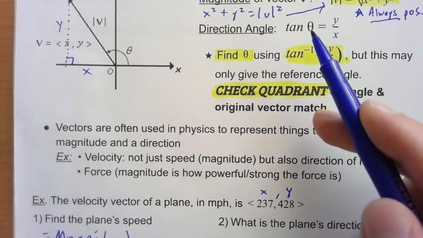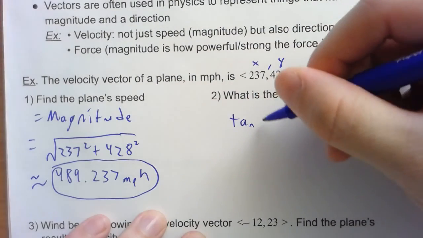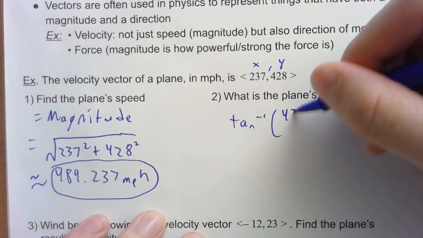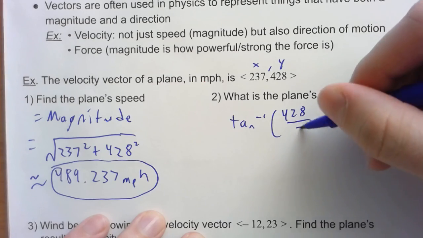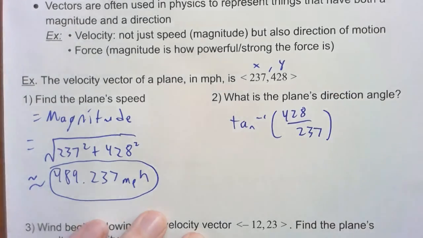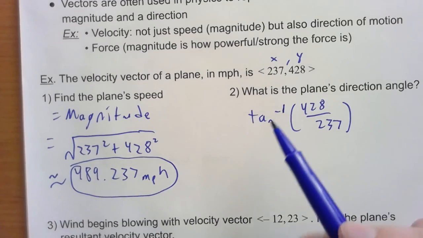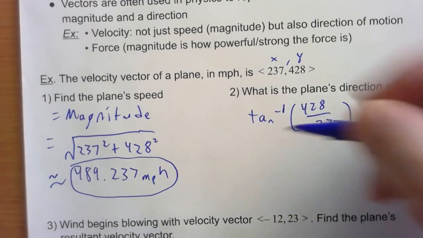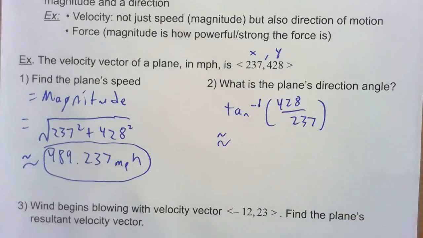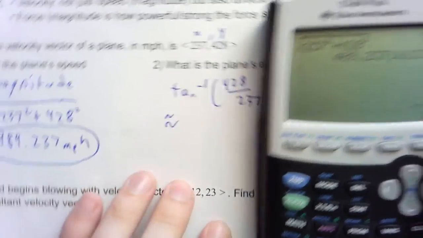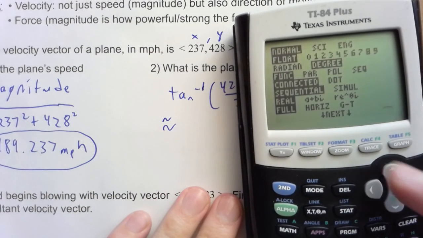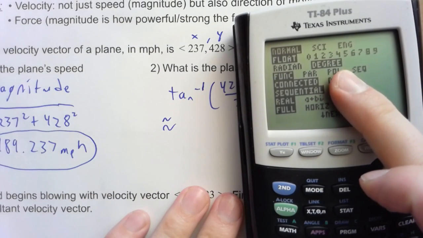So then the direction angle, again, we're going to use inverse tangent. We know tangent is y over x. So to find the angle, we're going to do inverse tangent of 428 over 237. Just make sure you remember to do y over x. Tangent is y over x, so we do inverse tangent of y over x. And then just make sure you know what mode you're in. You could do degrees or radians. Vectors we often do in degrees.